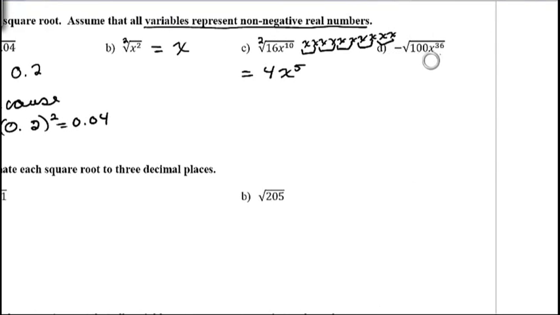Negative square root of 100, x to the 36. So 10 squared is 100. So it's going to be 10, and this negative sign is outside, so that's going to be carried down. And then to get the power of x, all you have to do is divide this 36 by 2, because remember this is a square root, so there's an implied 2 there. So that would be x to the 18th power.